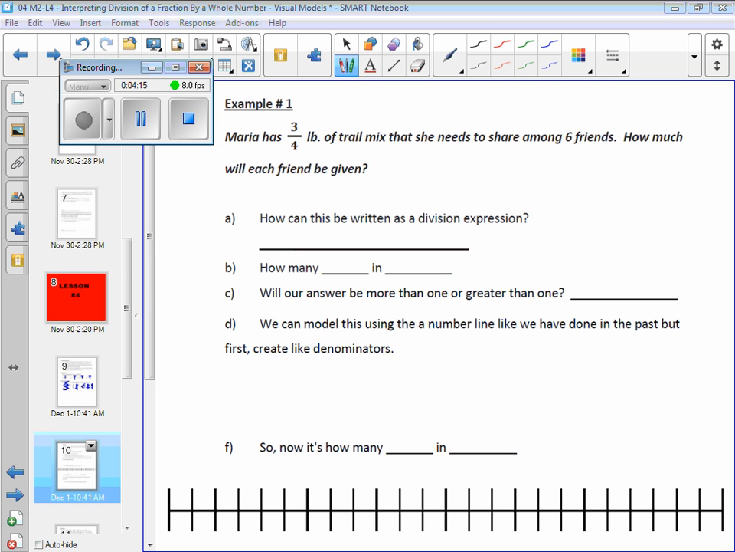I have 3/4, right? I have to share that amongst how many friends? 6 friends. I'm just doing a rough sketch model. One too many, right? Gotta take this and share it amongst 6 friends. 3/4 divided by 6 is my expression.